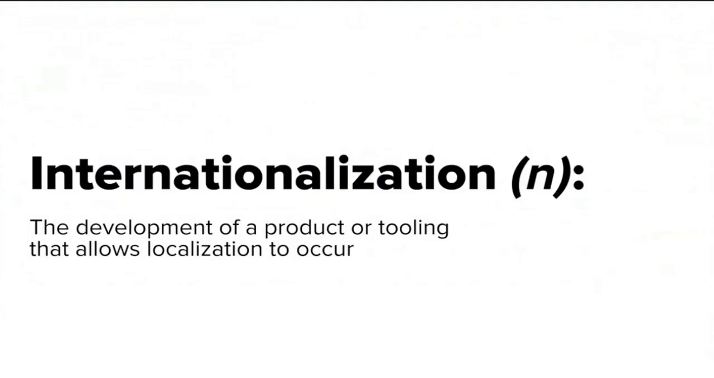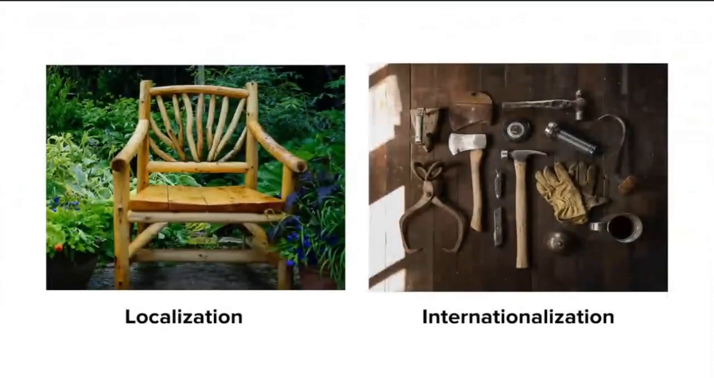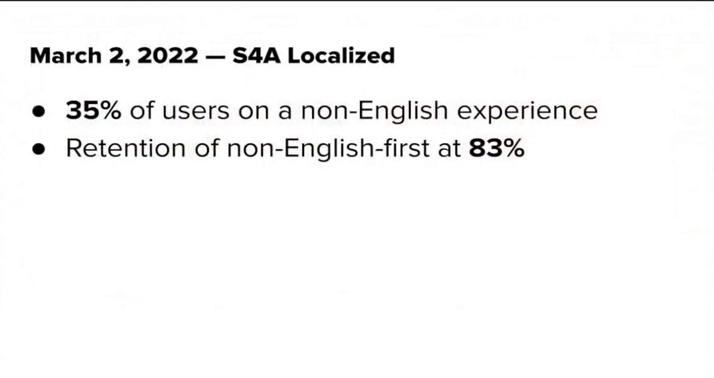Internationalization, or I18N for short, is the product or the tooling that enables localization of an application to occur. To use an analogy, if you look at localization as a chair that was built in a wood shop, you could think of internationalization as the saw and the hammer that were used to build that chair, or even the wood shop itself. Does that make a little more sense? Cool.